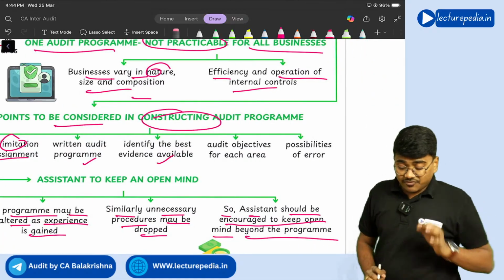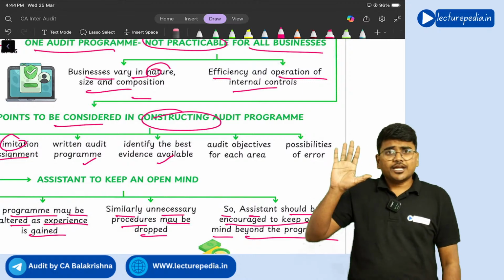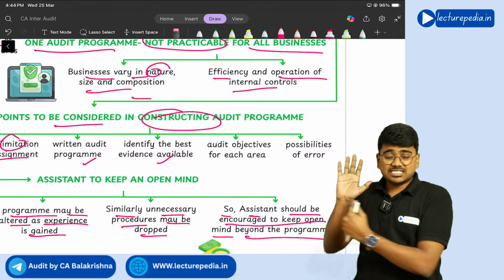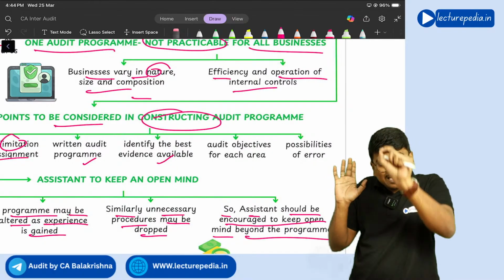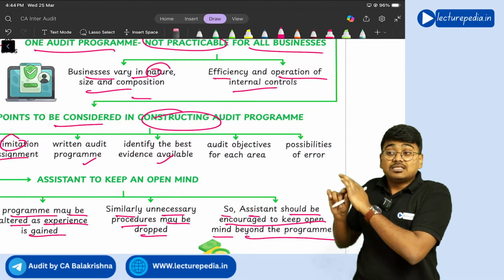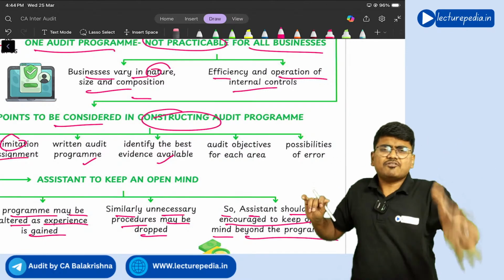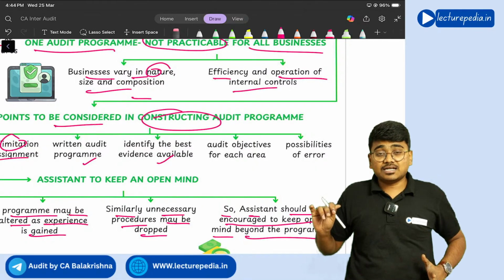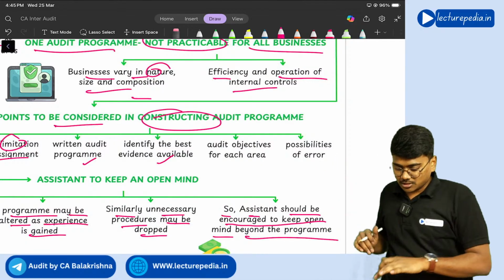And identify the best evidence available. So I told you that in the audit program, audit procedures will be there. These audit procedures should be in such a manner that by performing them, the article assistant will be able to obtain the best available audit evidence. Understood? In such a manner, the audit procedures should be present in this audit program.